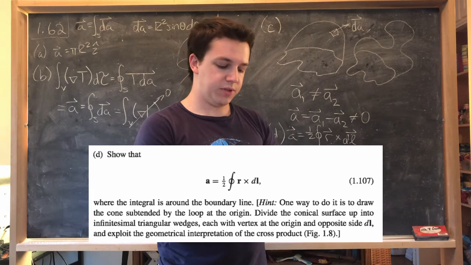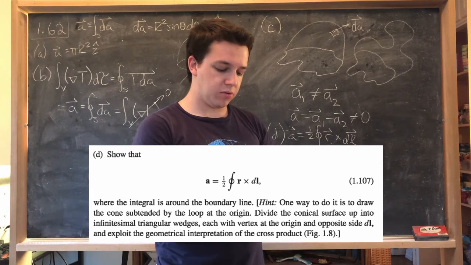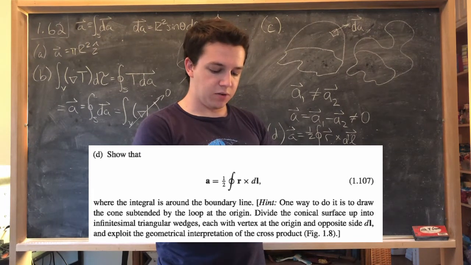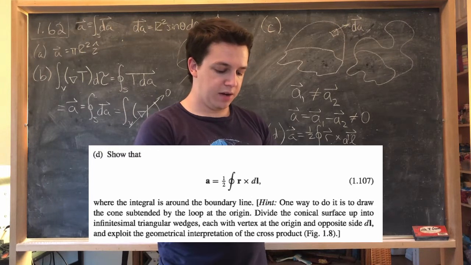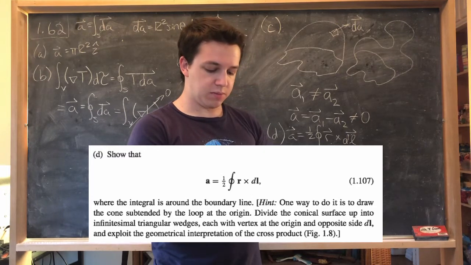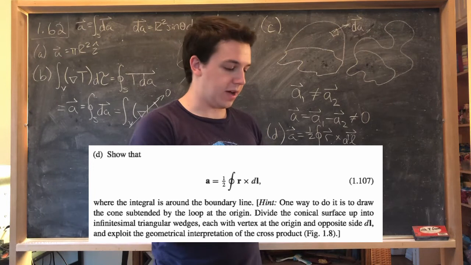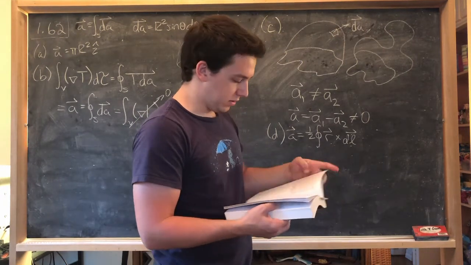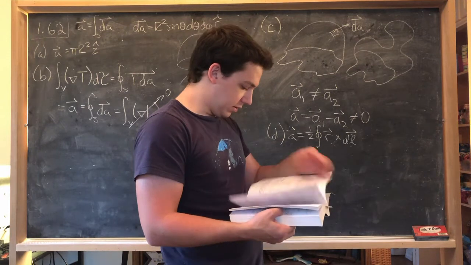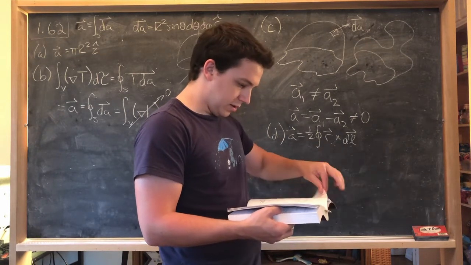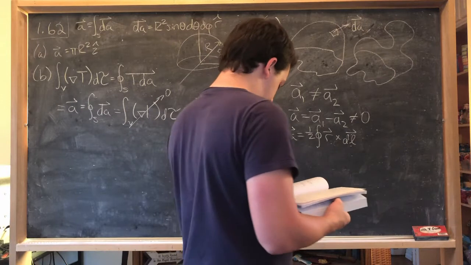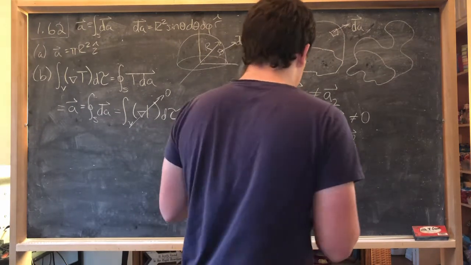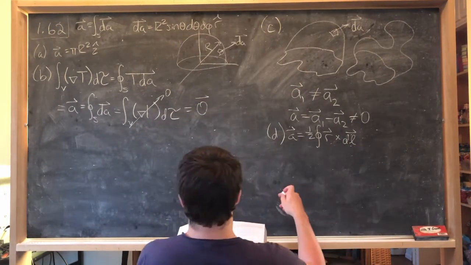Divide the conical surface up into infinitesimal triangular wedges, each with vertex at the origin and opposite side dl, and exploit the geometrical interpretation of cross product, figure 8. Now, figure 8 looks like this.